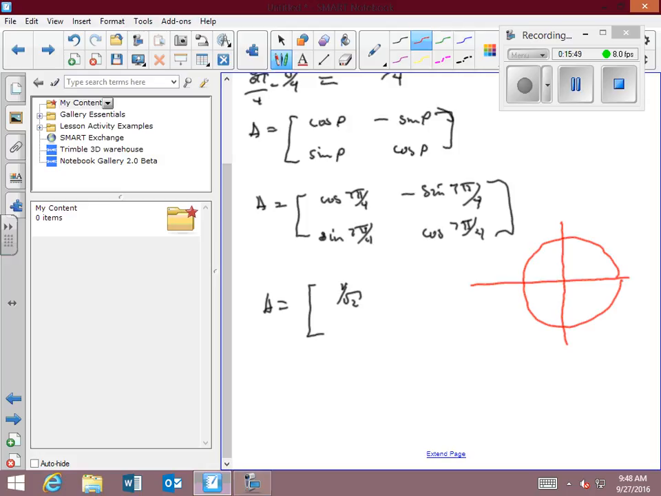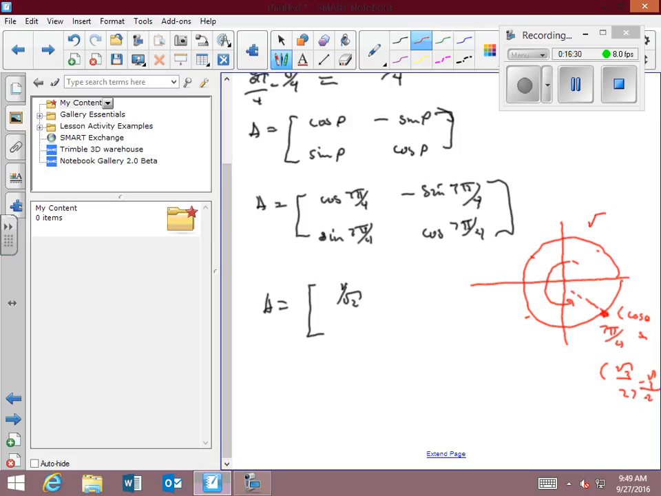And 7 pi over 4 is right there, isn't it? This is 7 pi over 4. And then the cosine and sine is what this point is, right? And at that point, the square root of 2 over 2 is your x value, and a negative square root of 2 over 2 is your y, right? Remember that? These pi over 4 places are always this way.